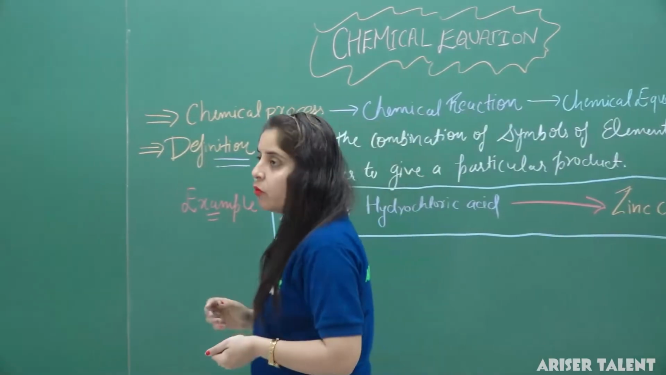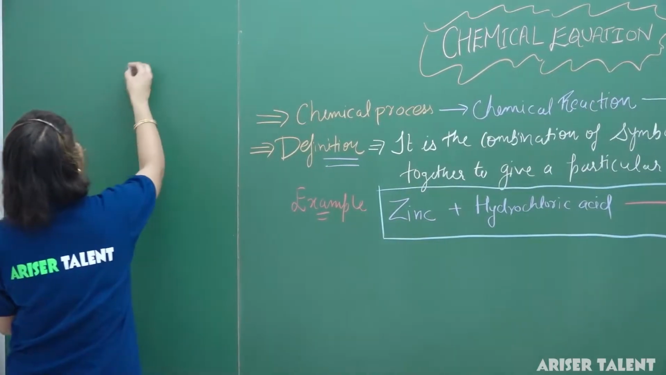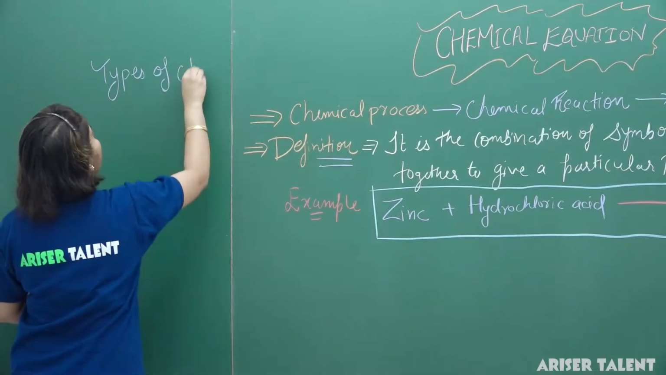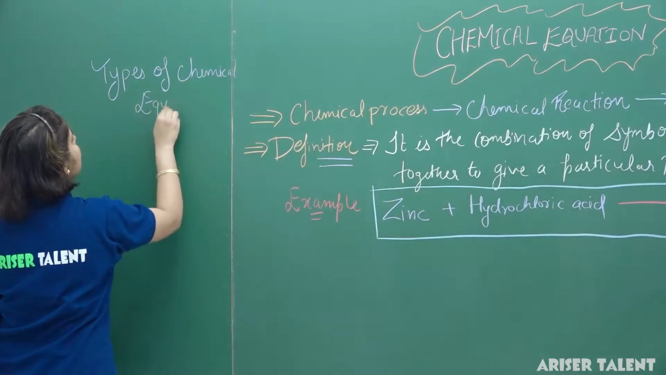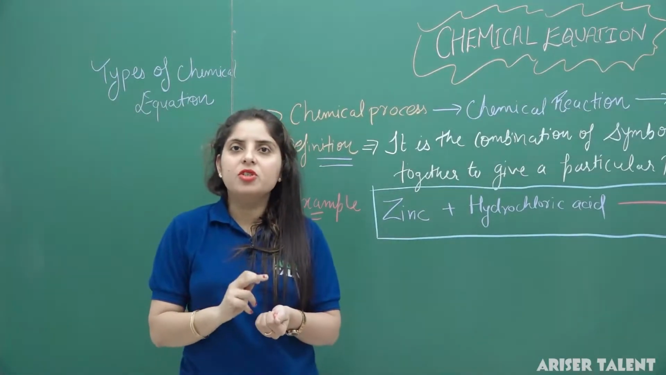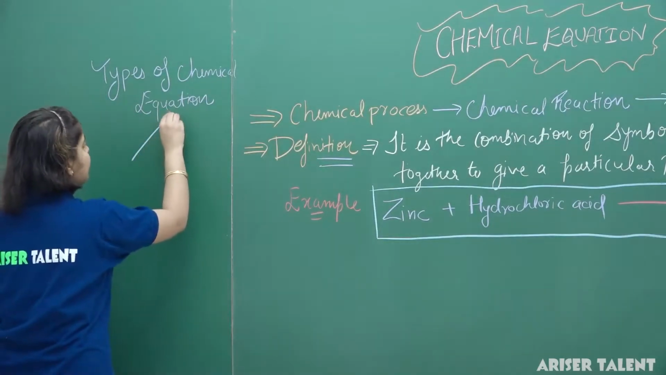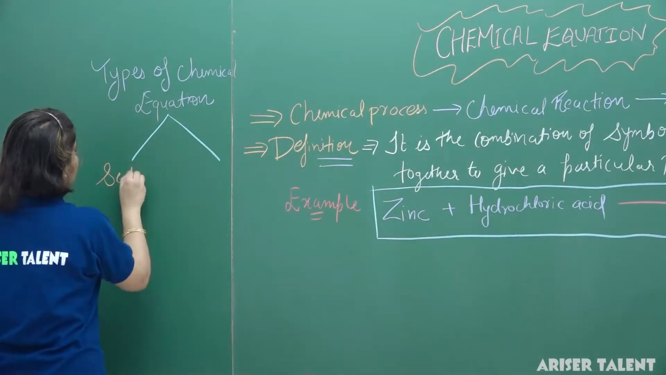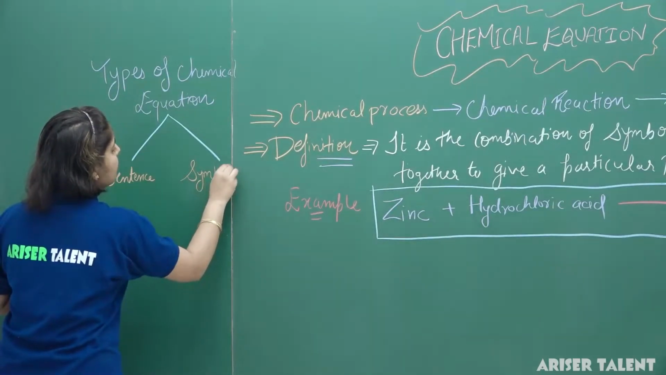Now what are the types of chemical equation? Basically we have two types of chemical equation over here: one is the sentence equation and the second is the symbol equation.